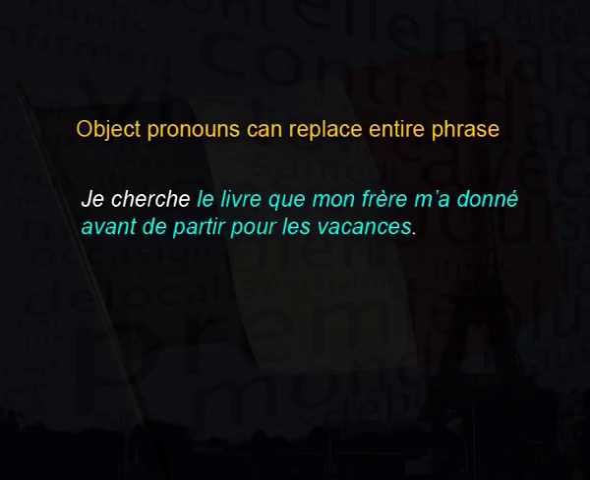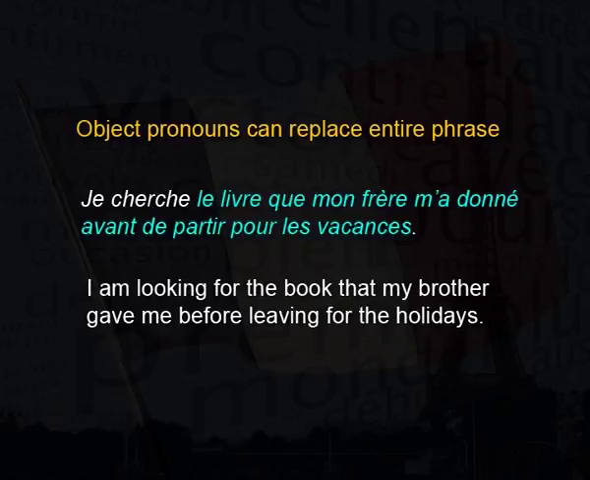One final point that I will touch upon before summarizing the lesson is the object of the transitive verb. In the two previous lessons, we learned that the object pronoun is the noun and its determiner. This statement is partly correct because the object pronoun can replace an entire phrase as well. For example, je cherche le livre que mon frère m'a donné avant de partir pour les vacances. I'm looking for the book that my brother gave me before leaving for the holidays.